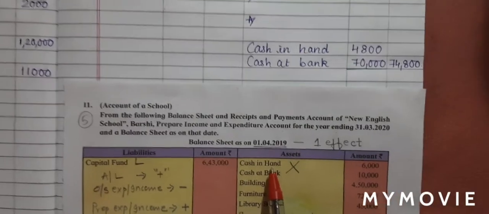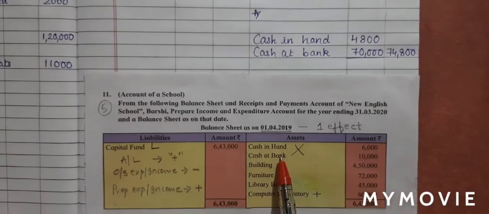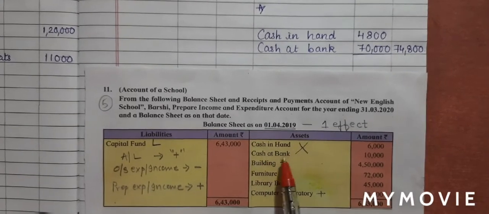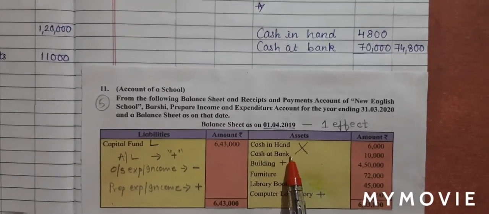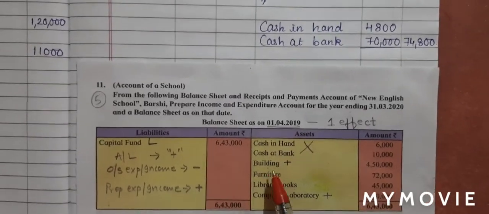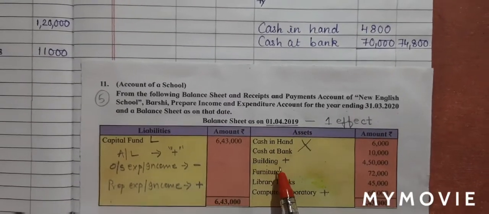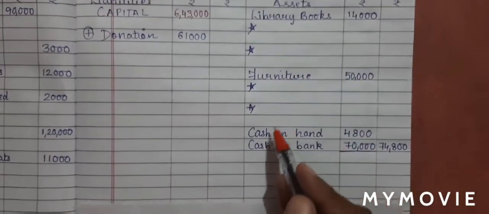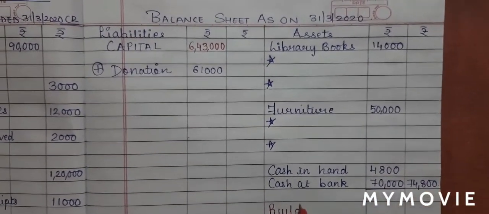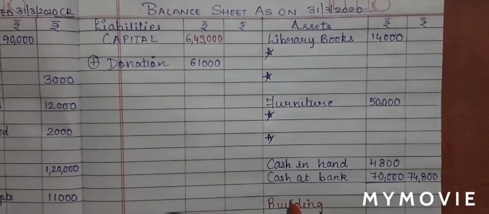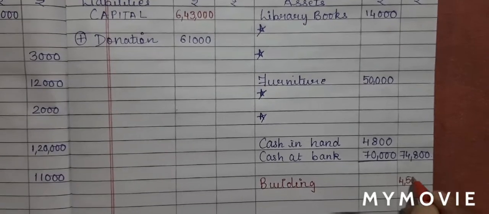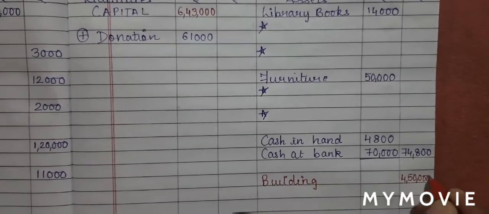On the asset side, we have opening balances. The opening balances of cash in hand and cash at bank we do not consider, so we will not write them. Building, we will write it on the asset side, so we have to add it. So on the asset side, I will write building. There is no star, nothing. So directly in the outer column, 4,50,000.